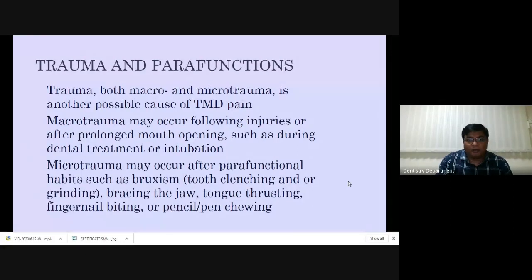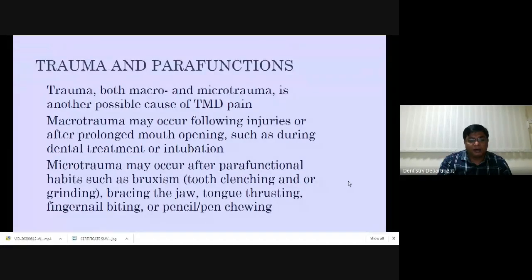Obviously, you all know trauma and parafunctions cause TMD pain. Trauma we can classify as macro and micro trauma. Macro trauma occurs following injuries or after prolonged mouth opening, such as during prolonged dental treatment, or during endotracheal intubations. When they use the laryngoscope to open the mouth widely during general anesthesia, there may be trauma to the temporomandibular joint. We used to call it traumatic arthritis. That is also part of TMD.